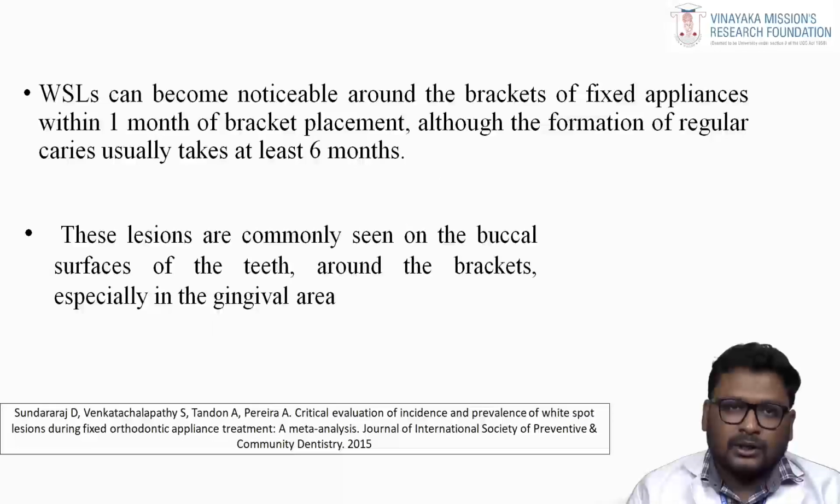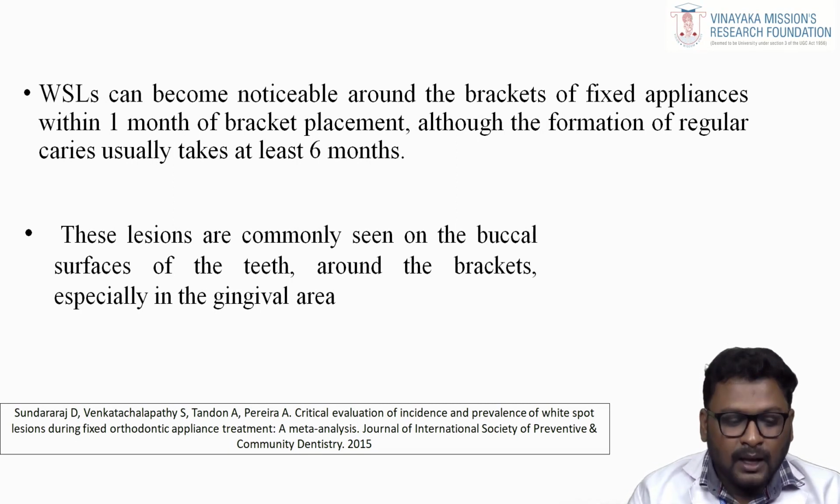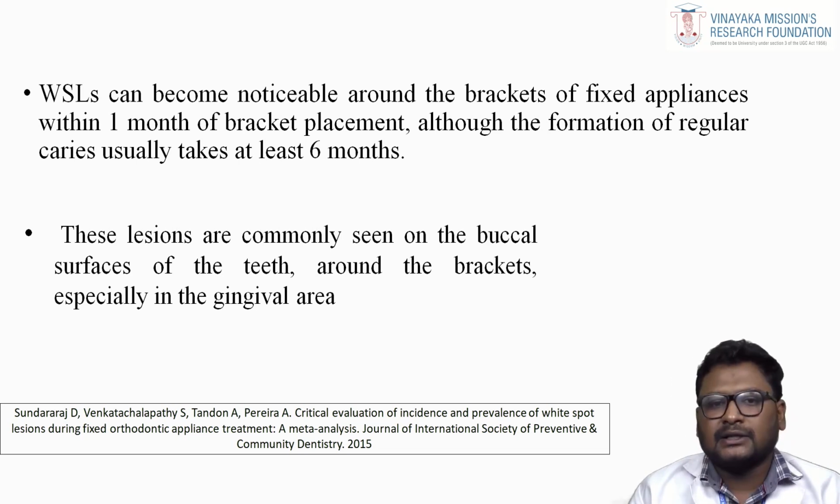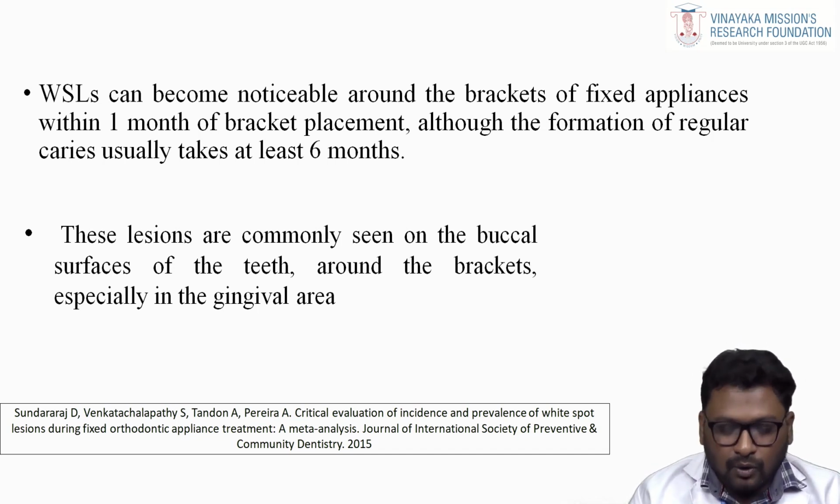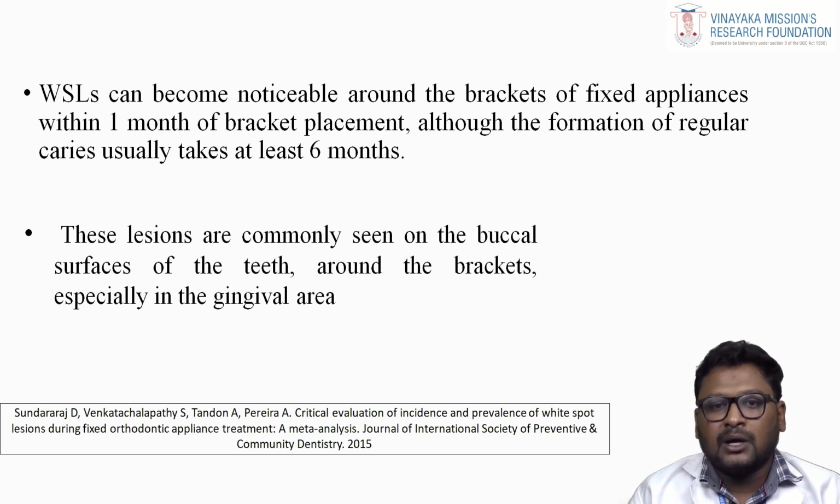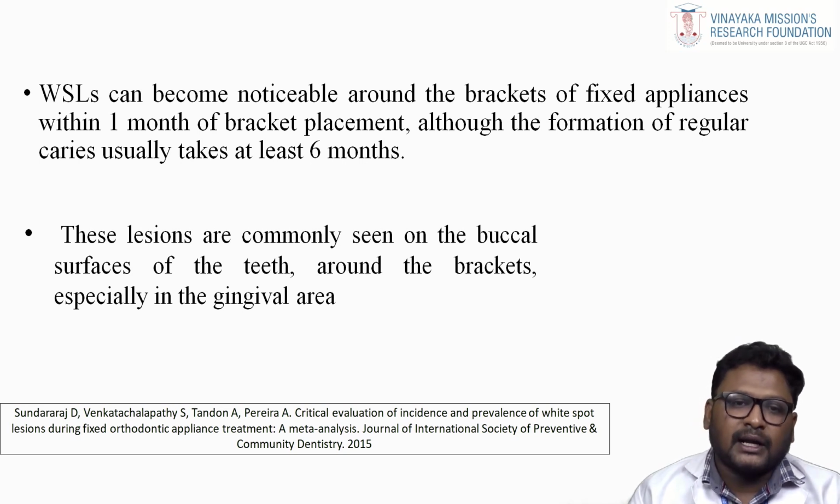So once we start orthodontic treatment, how long does it take for a white spot enamel lesion to occur? That's an important question. White spot enamel lesions can become noticeable around the brackets within 1 month of bracket placement, although the formation of regular caries usually takes at least 6 months. Generally, dental caries takes at least 6 months from day 1 to be noticed in the mouth. But in orthodontic patients, you can see white spot enamel lesions in the patient's mouth within 28 days.